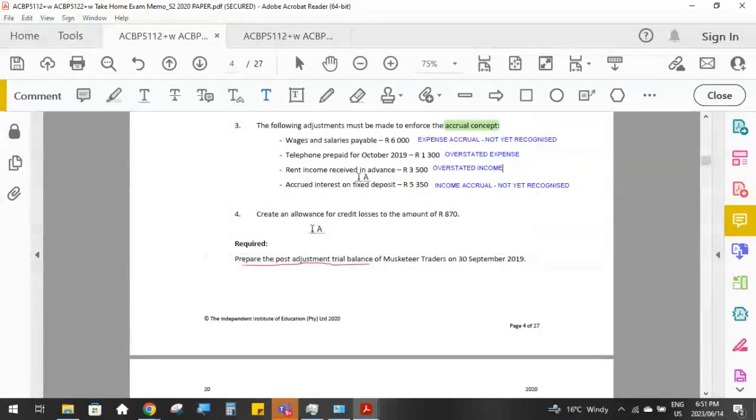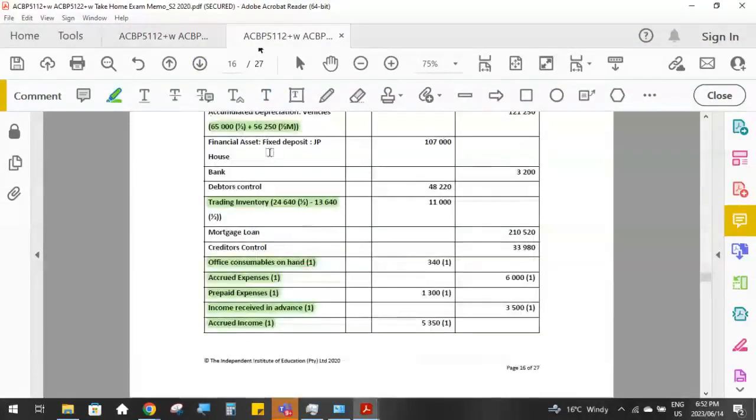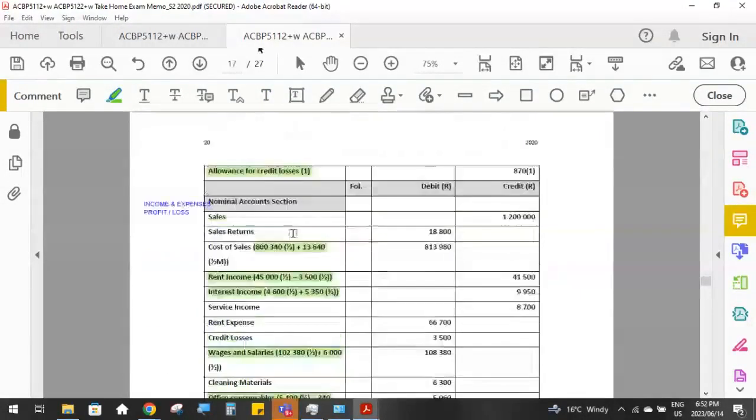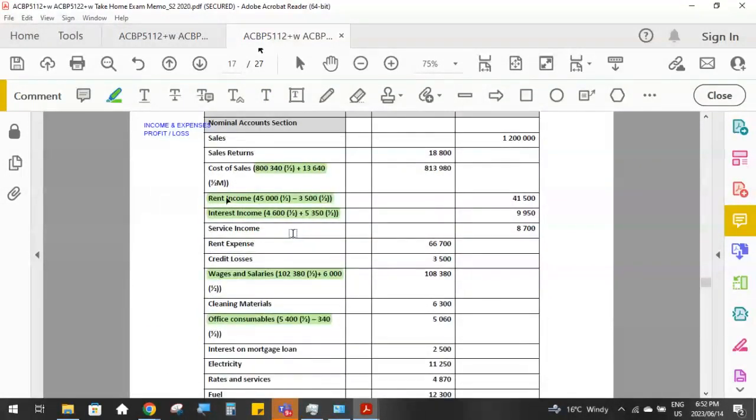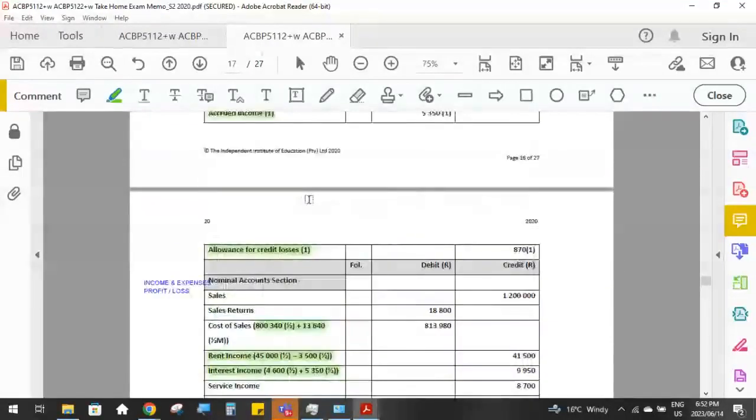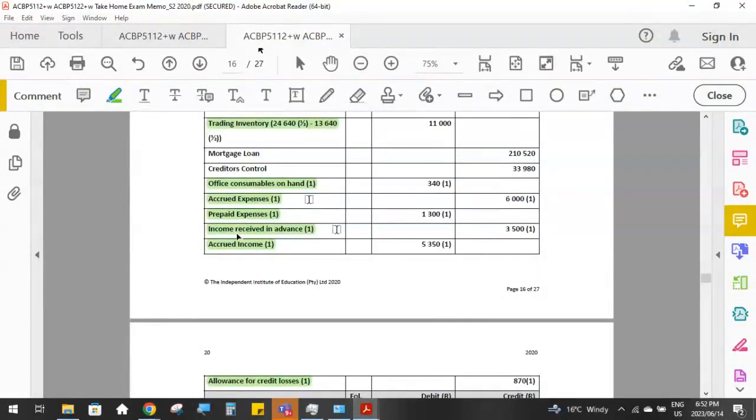With the rent income received in advance, 3,500, we go to the rent income account, and we are going to reduce it, subtract 3,500 from it, which means I am going to debit rent income with 3,500, which means that I must credit income received in advance.